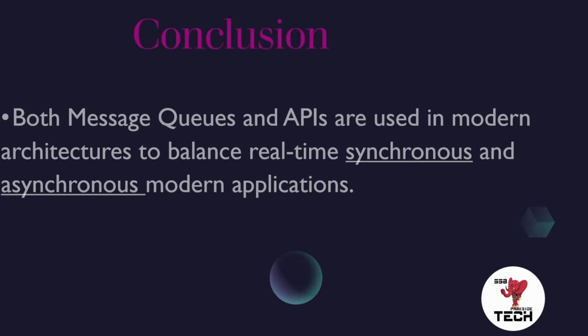So in conclusion, you can see that both message queues and APIs are used in modern architecture to balance real-time synchronous and asynchronous modern applications. So use this whenever the use case fits, but make sure you're clear on why you're using it.